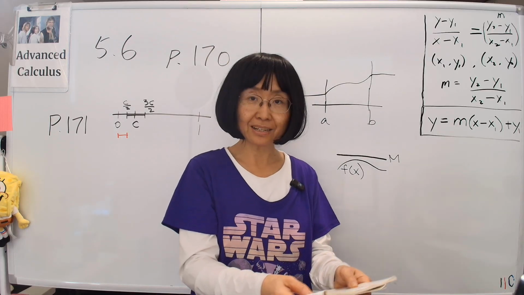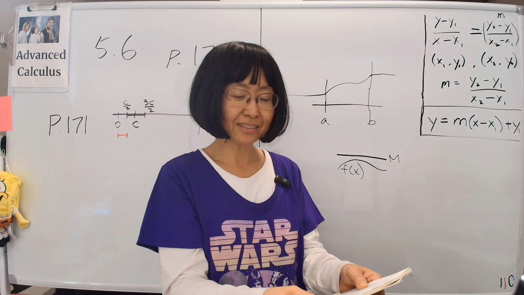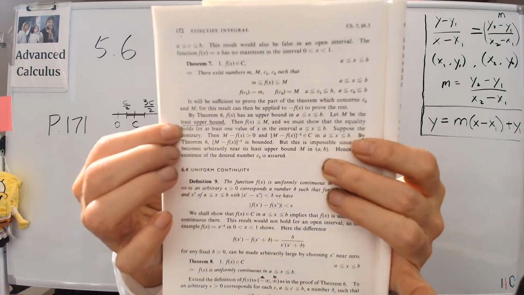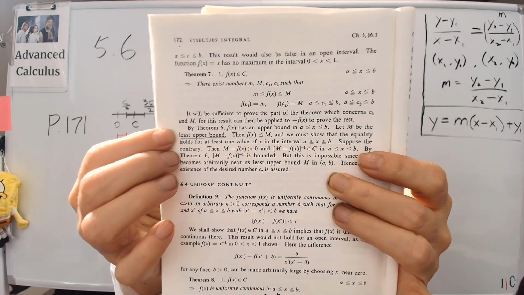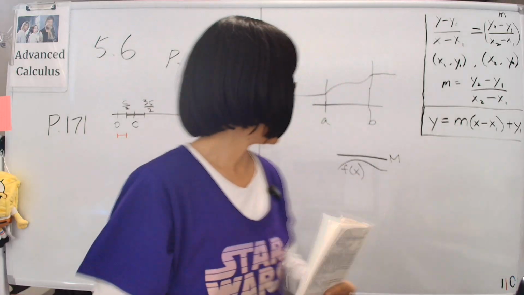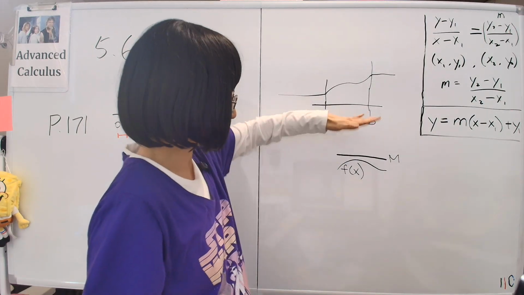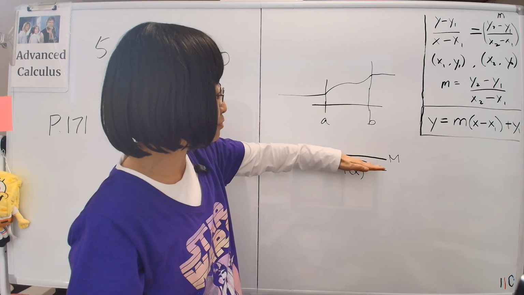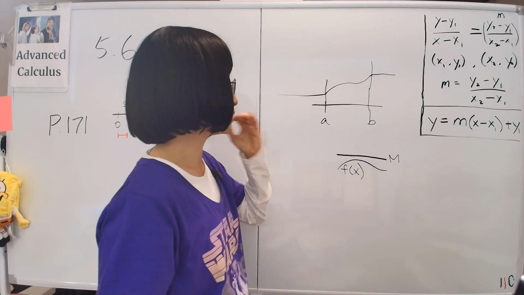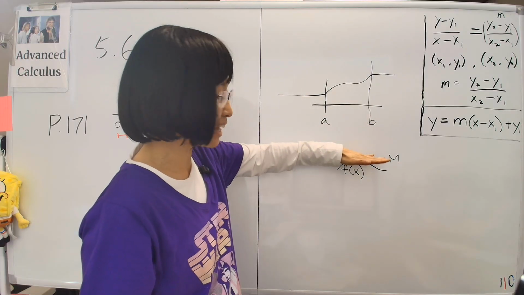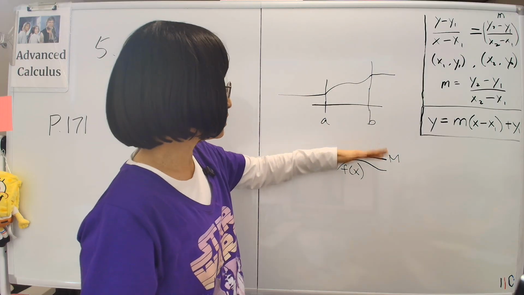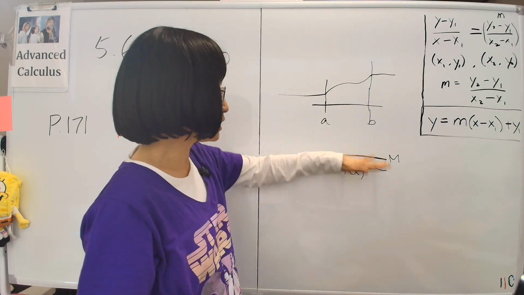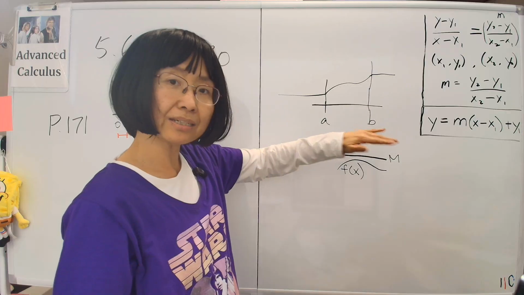Now listen to the next sentence carefully. Let M be the least upper bound. So now that we know f is bounded, we assume there is a least upper bound. We take all the bounds and consider the smallest one, and we call that the least upper bound. Push this bound down until it touches f, and if there's still space left, that means you can push down a little more. So the least of all of f's bounds is called the least upper bound.